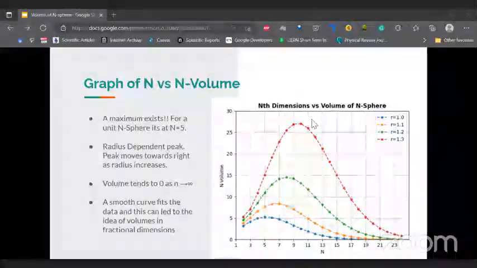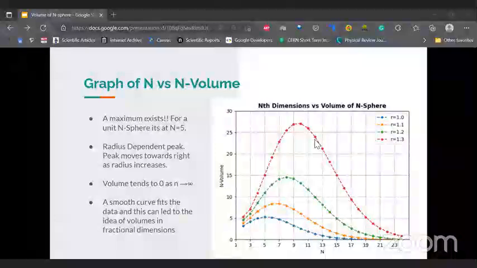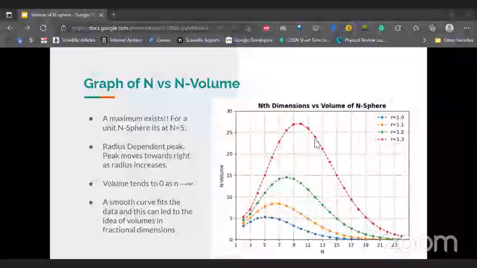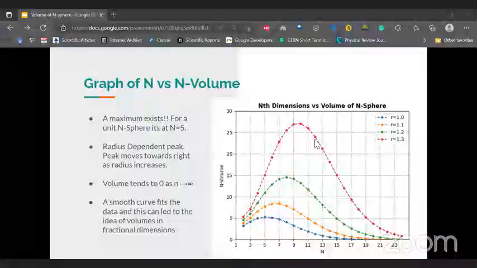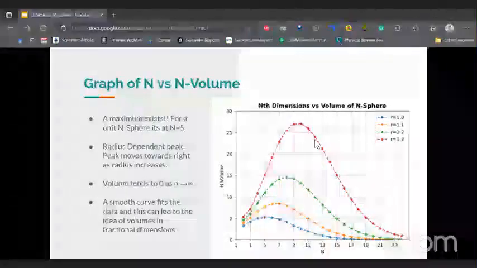Also, we see that the peak value, which I was discussing, seems to shift as you increase the radius values. So these are the final results I have obtained.